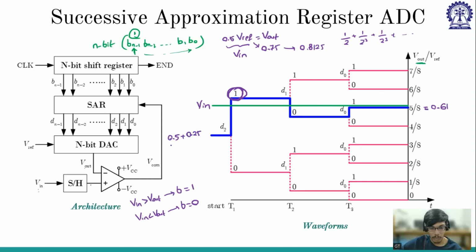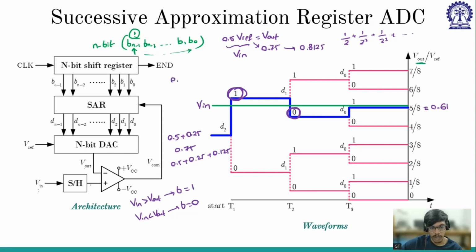Now it is compared with 0.5 plus 0.25, which is 0.75. My V in is less than 0.75, so this bit is set to 0. And this is my last bit, so now they'll compare with 0.5 plus 0.25 plus 0.125, and then accordingly the last bit will be set. So this is how successive approximation register ADC will work. They are doing it in binary.